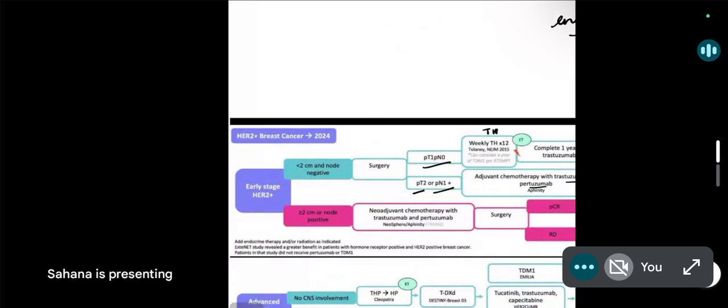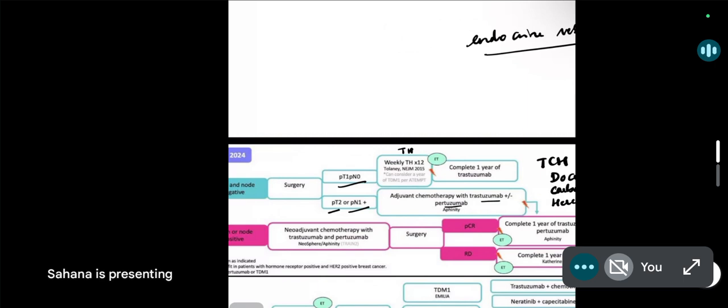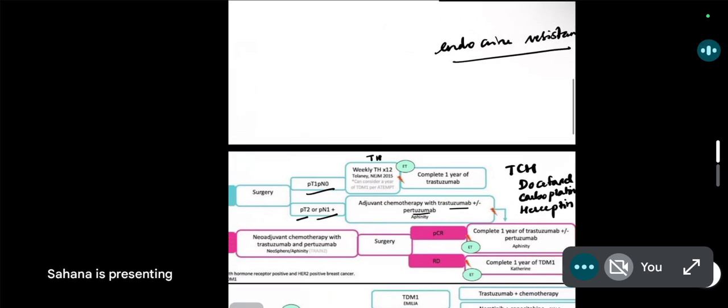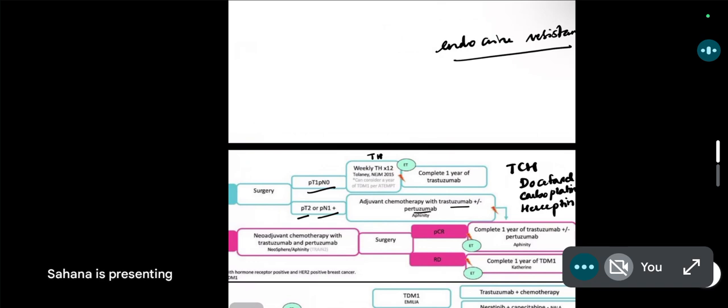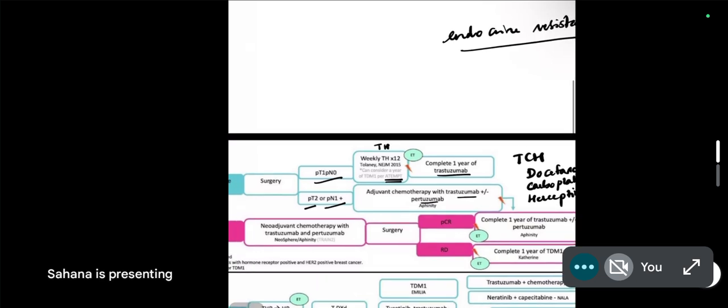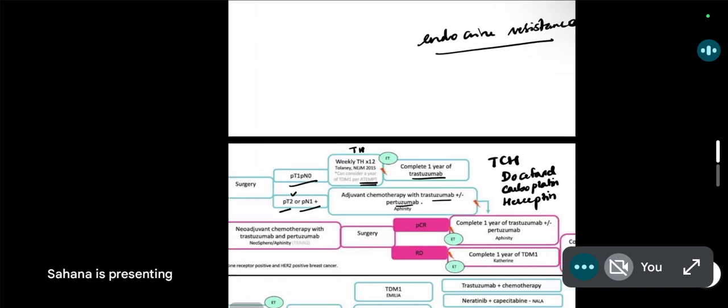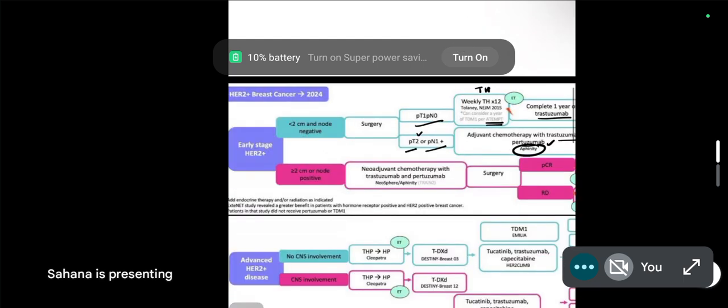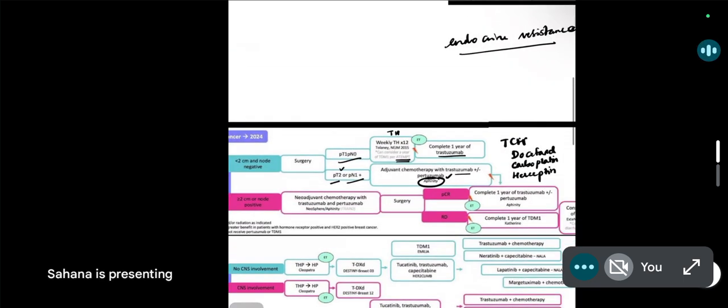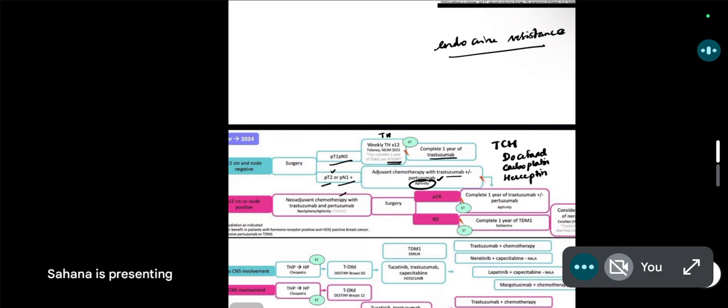Early stage, when you do upfront surgery, depending on a final histopathology report, if it is pT1 less than 2 centimeter node negative, then you will give weekly docetaxel with Herceptin for 12 cycles. Then you will complete trastuzumab. If it is T2 to 5 centimeter or N plus, then you will think to add pertuzumab by affinity trial. Then in advance, where you will have to resort to give neoadjuvant chemo with targeted therapy, dual blockade, then it is TCHP.